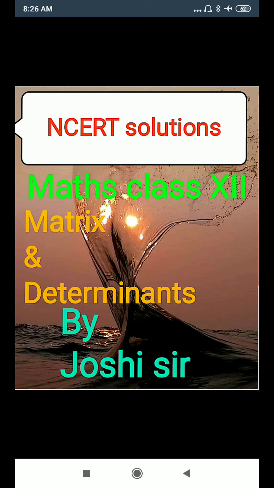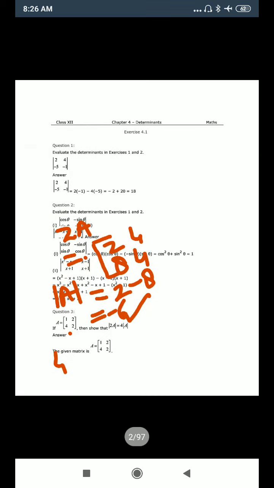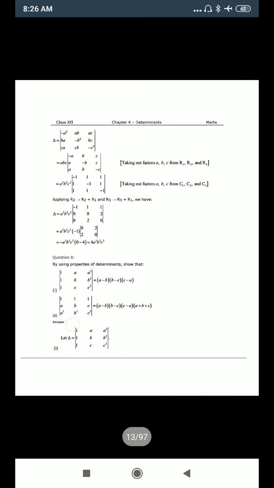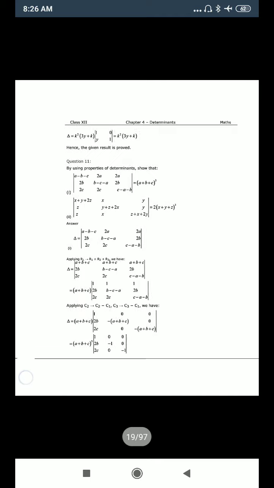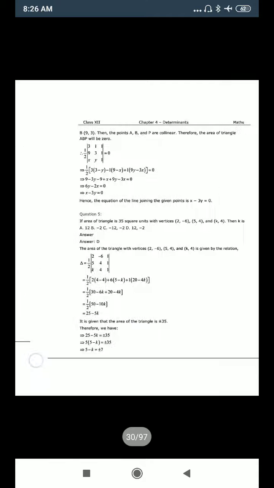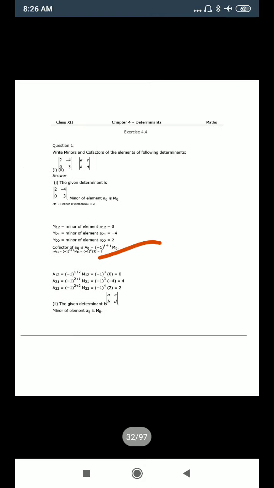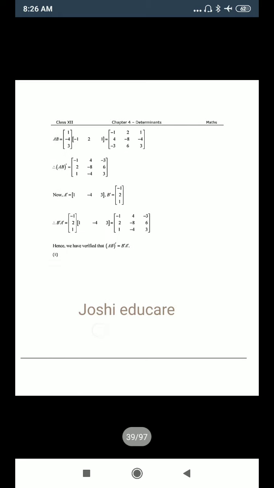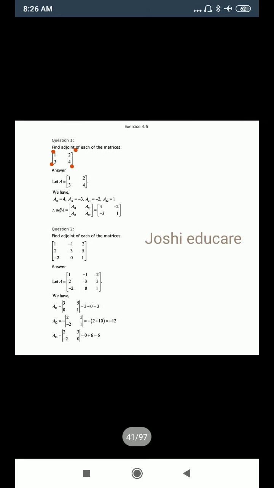In previous class, I explained how to calculate inverse, adjoint, cofactor, etc. Okay, so we'll further move. In exercise 4.5, we completed till question number 12. So in today's class, we will discuss from question 12 onwards. So this is exercise 4.5.